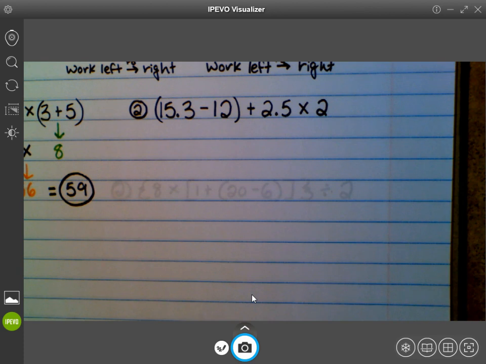I love that I see some people looking back over their steps after they solved, making sure, okay, did I solve what was in parentheses first, then exponents if there are any, then multiply and divide, and then finally add and subtract. I love that people are going back and looking over their steps.